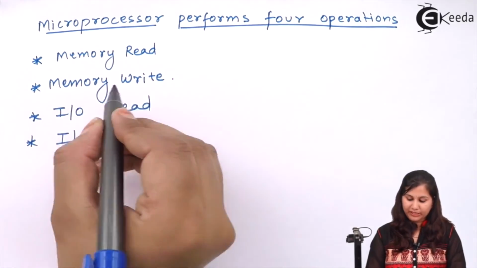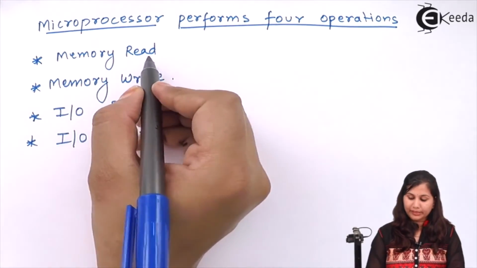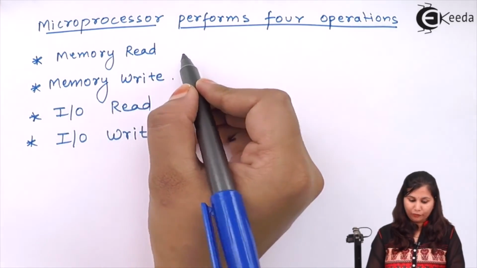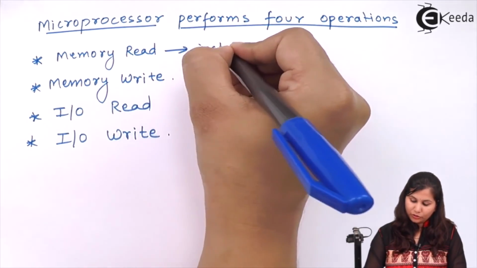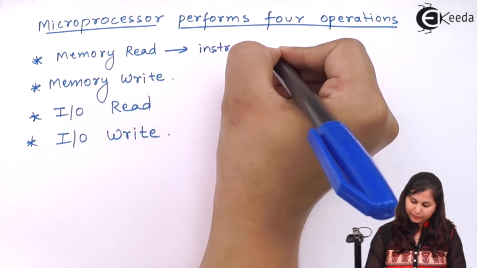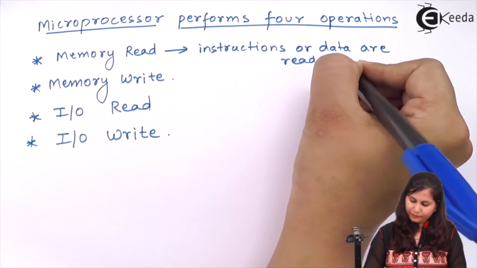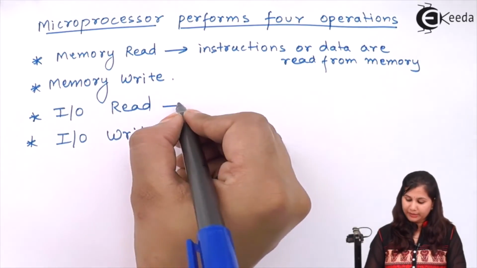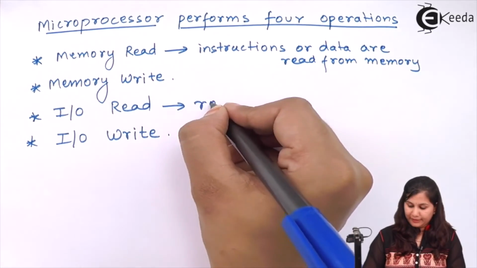So we have memory read, memory write, input output read and input output write. Memory read means the instructions or data are read from the memory. Similarly, input output read means instructions or data are read from input output devices.